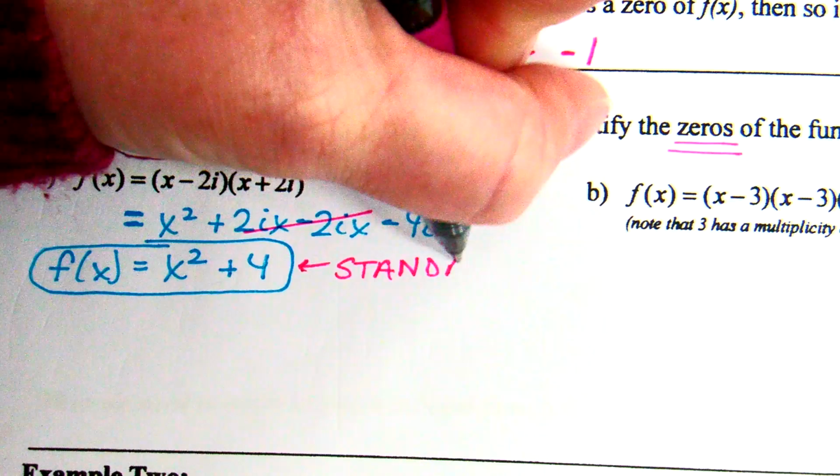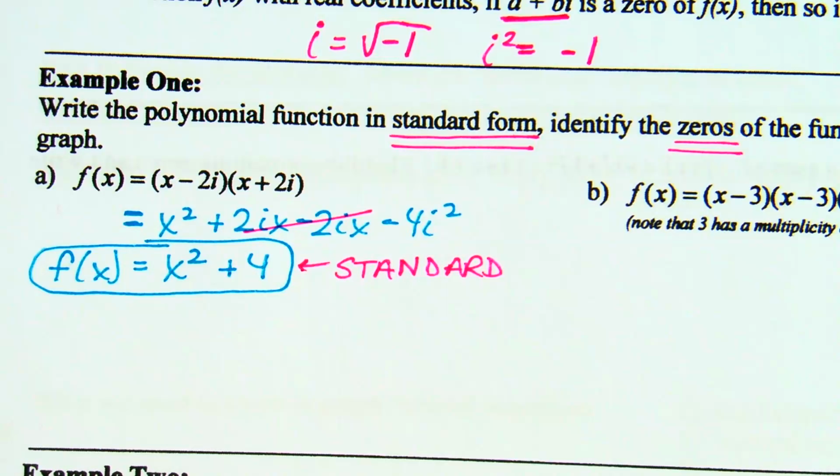Always remember when you see that i squared, basically drop the i squared and change the sign of the problem. Questions on standard form here?